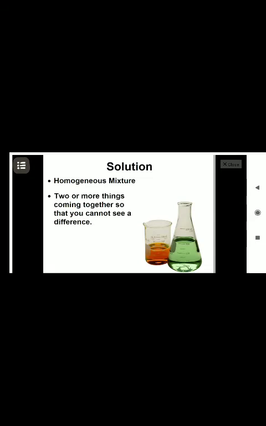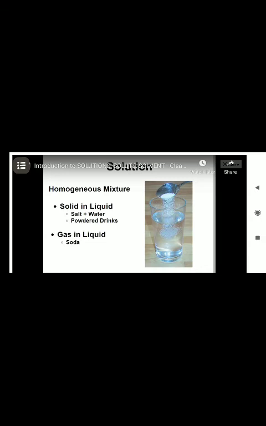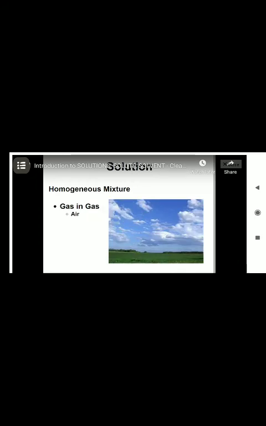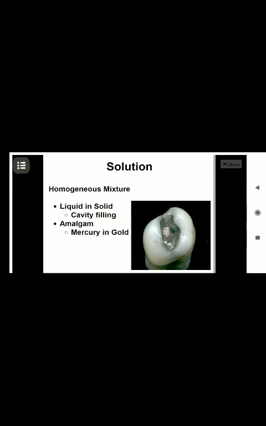The picture on the right hand side has a beaker full of an example of a solution, or a homogeneous mixture, which would be a solid dissolved in a liquid. For instance, the picture shows salt being dissolved in water. Powdered drinks are another example of homogeneous mixtures. Often, I don't see separate oxygen molecules or nitrogen molecules. They're all mixed together and appearing as one. Cavity fillings are another example of a homogeneous mixture, where mercury is mixed with gold and once again takes the appearance of just one thing.